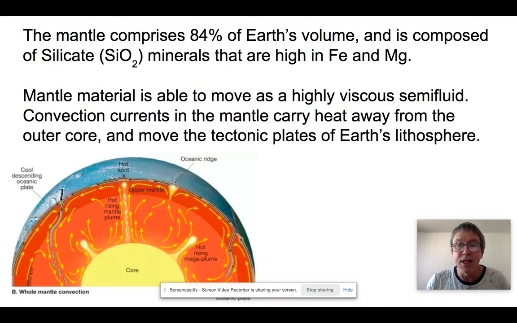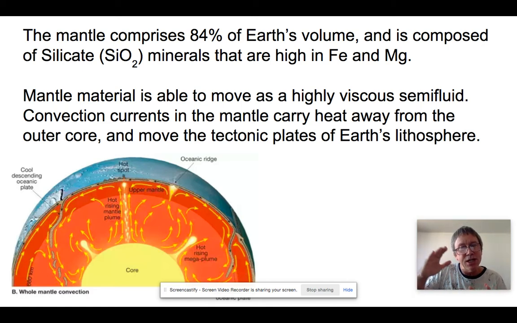Now, the mantle is something we really need to focus on because it's very important in understanding the next concept we're going to be talking about, which is called plate tectonics. The mantle comprises about 84% of the Earth's volume, and in addition to iron, like the inner core, it also has magnesium, and most especially, it has silicate, which is silicon dioxide. Silicon dioxide is something we associate with the crust, but there's quite a bit of it in the mantle as well.